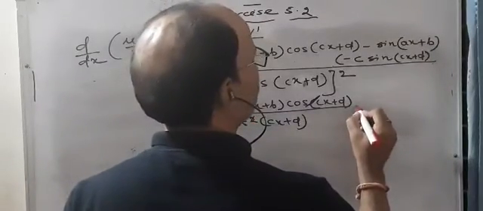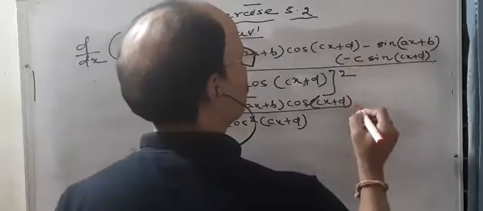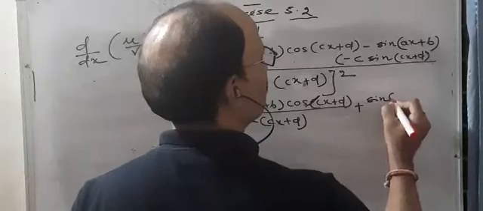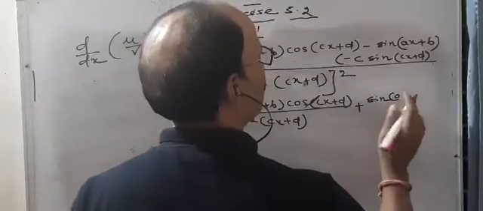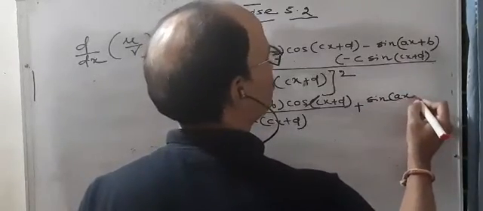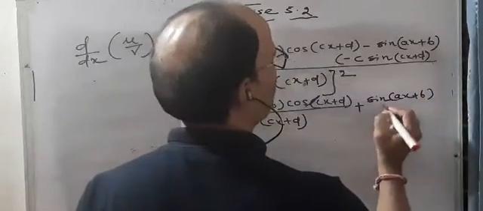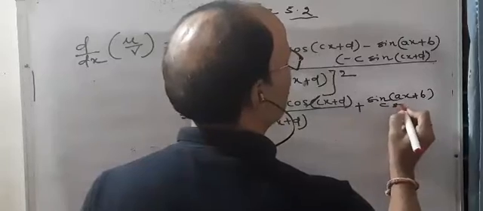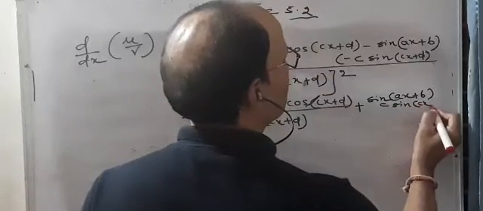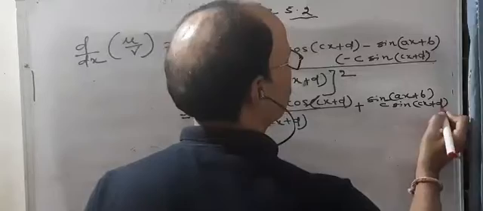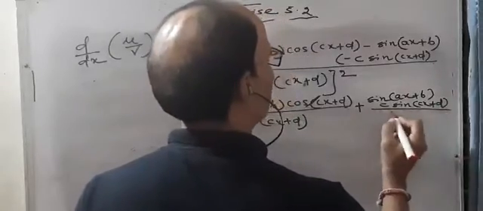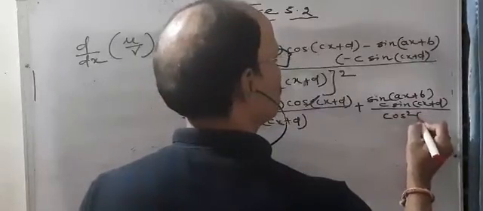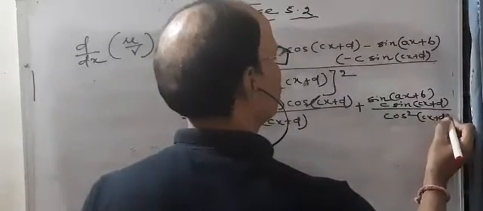Now here it will be minus and here it will be minus, and it will be plus sin ax plus b, then c sin cx plus d upon cos square cx plus d.